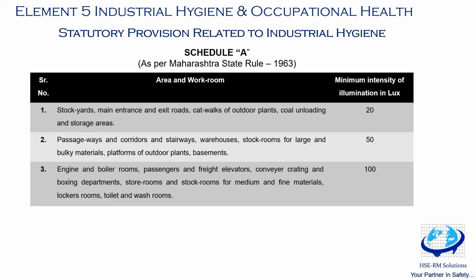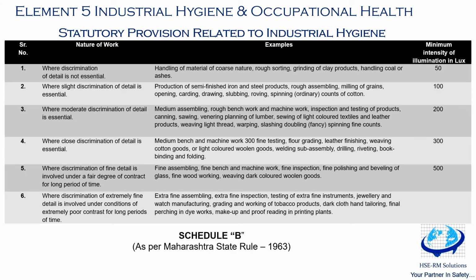Now there is another schedule, and that is schedule B, of the same Maharashtra state rules. What does it say? It describes illumination based on nature of work. So schedule A is about area of work and schedule B is about nature of work. Now when we talk of nature of work where discrimination of detail is not essential, that is handling of material, of course, natural or rough sorting, grinding, clay products, handling of coal and ashes, there the illumination level is required to be around 50 lux.